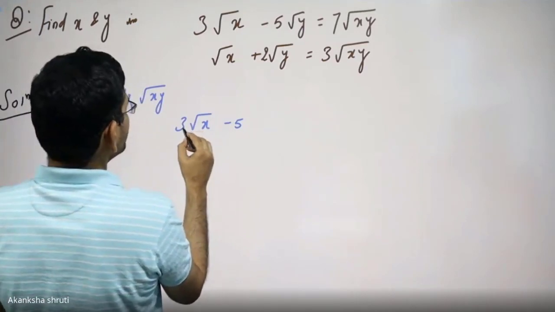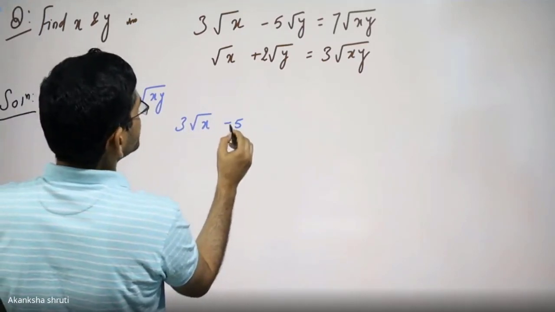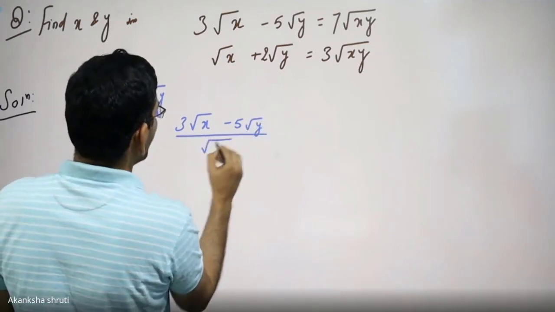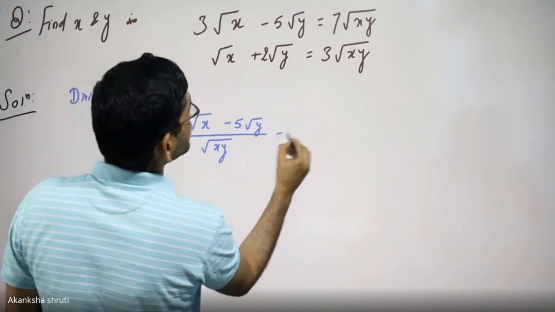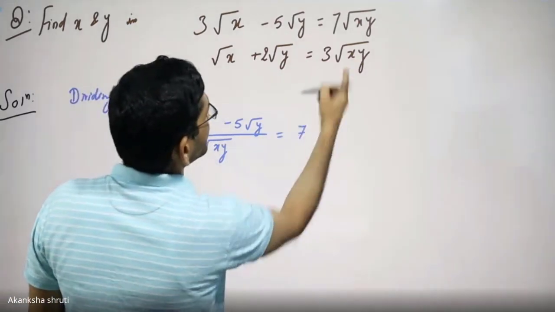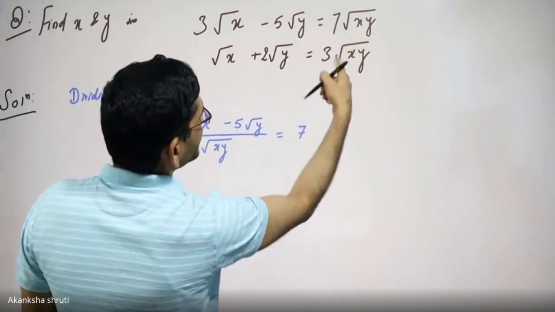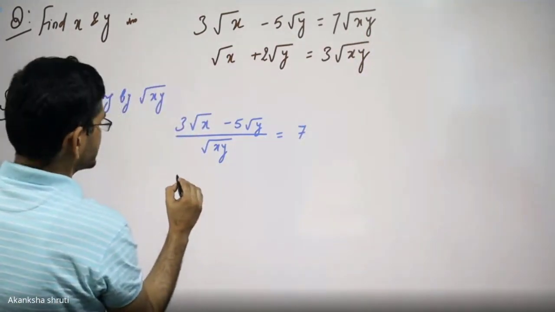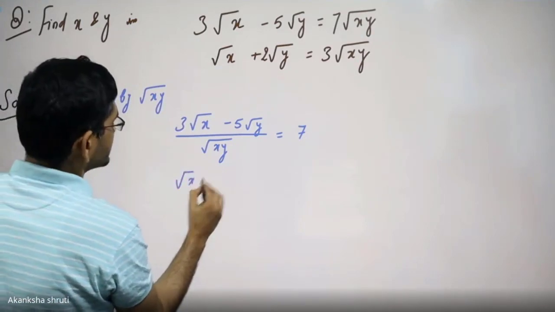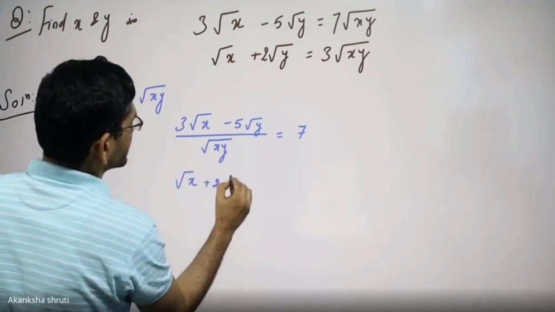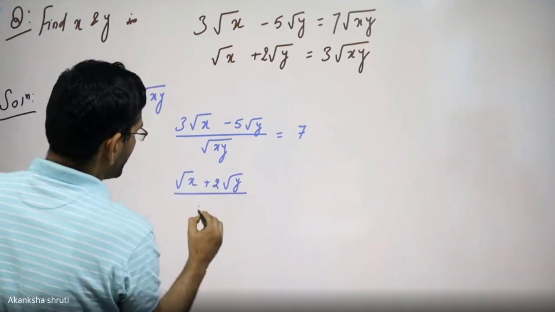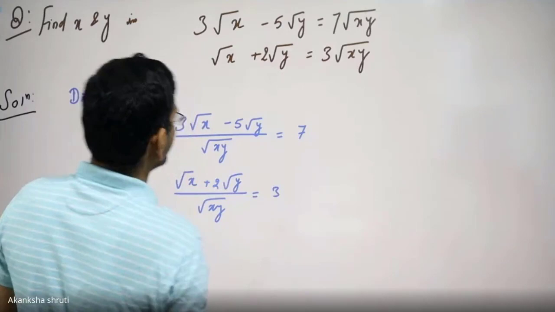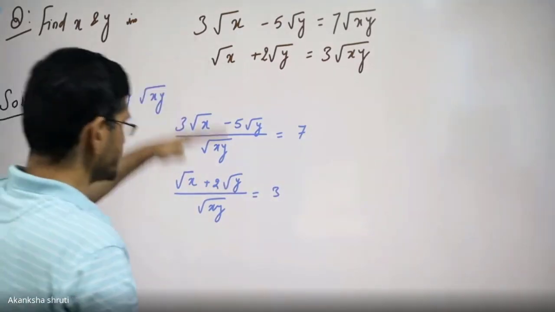So it becomes 3 root x minus 5 root y divided by under root xy is equals to 7 under root xy by under root xy. So under root xy will get cancelled. And the second equation become under root x plus twice under root y divided by under root xy is equals to 3. So student, question may be given in this form also.